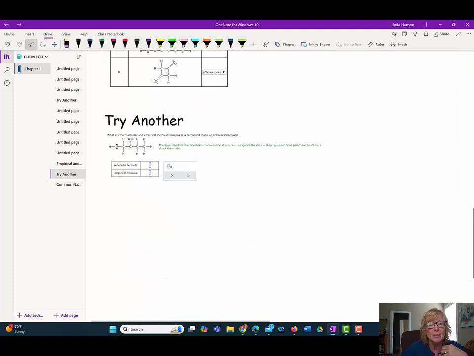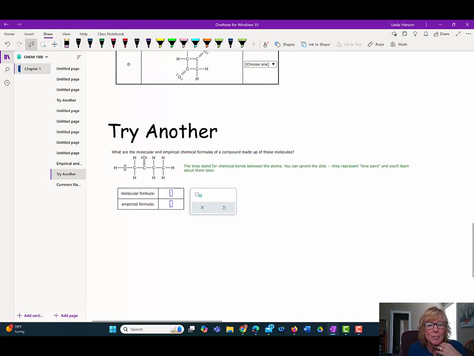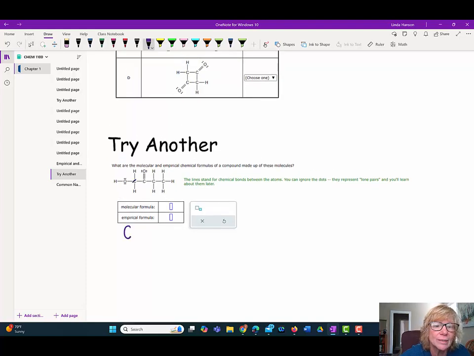There is another problem I just grabbed a screenshot of. What are the molecular formulas and empirical formulas of this compound? So remember, the molecular formula is just the true formula. Let's count how many of each atom we have. 1, 2, 3, 4 carbons. Let's count H's next. 1, 2, 3, 4, 5, 6, 7, 8. And then how many oxygens? I see 2 of them. So the true molecular formula, C4H8O2.